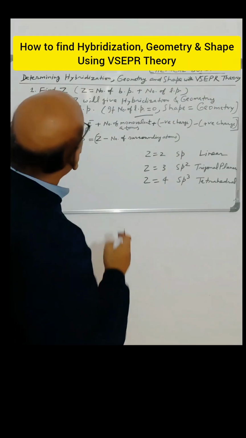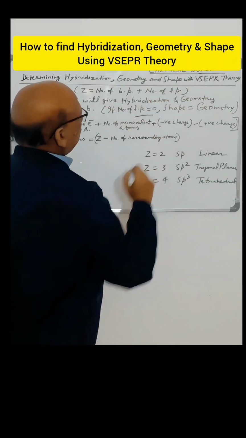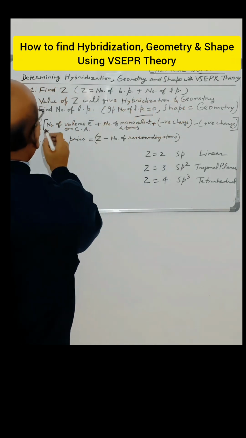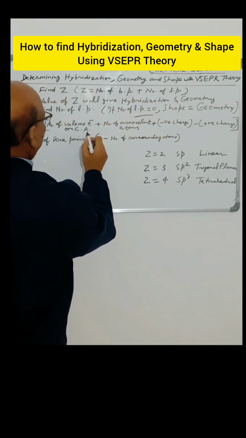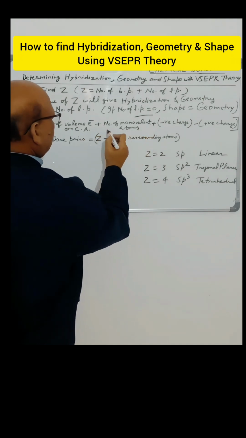Today we will discuss how to find hybridization, geometry and shape with VSEPR theory. First we will find the value of z, where z will give us the number of bond pairs plus number of lone pairs, and the formula of z is half into number of valence electrons on central atom plus number of monovalent atoms attached with it plus negative charge if any minus positive charge if any.